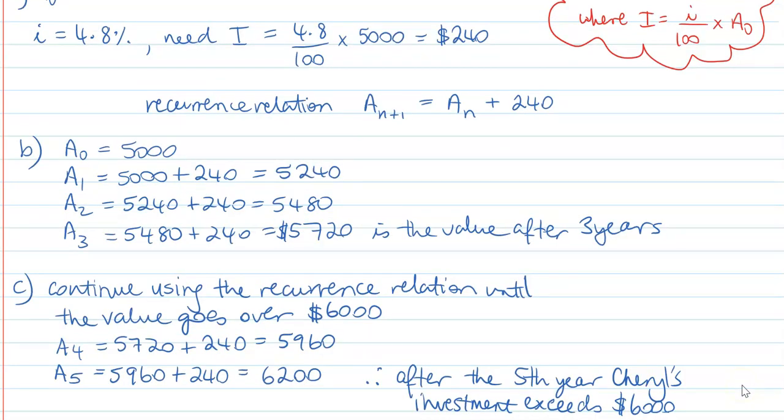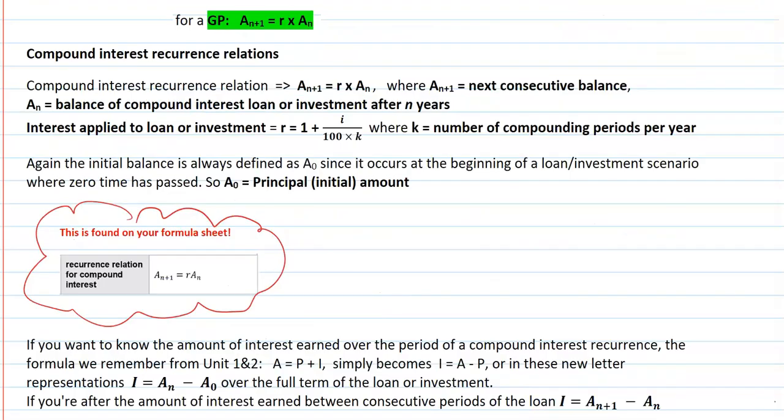Okay, so very important just to document your answer and give a nice little concluding statement. So after the 5th year, Cheryl's investment will exceed $6,000.